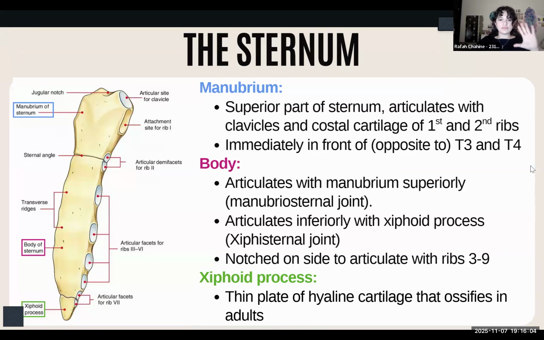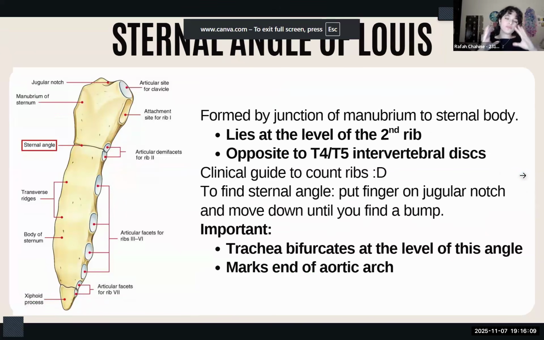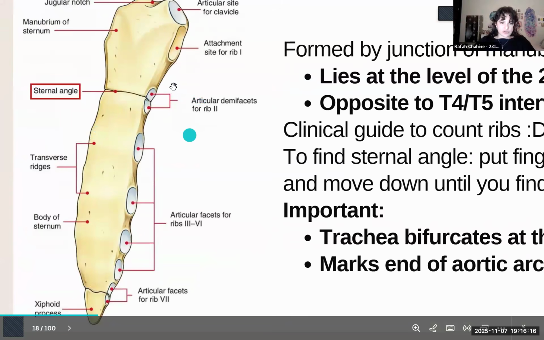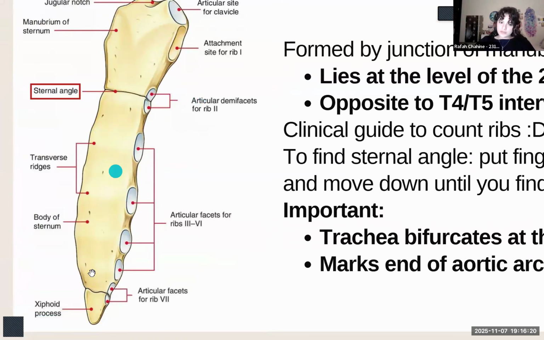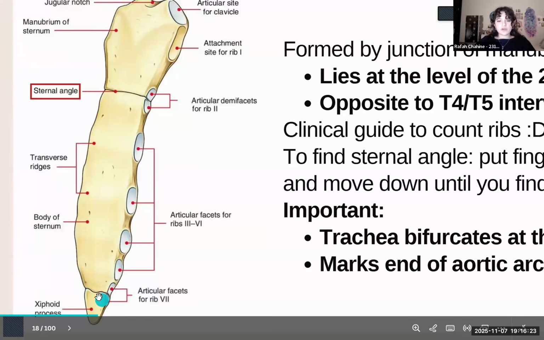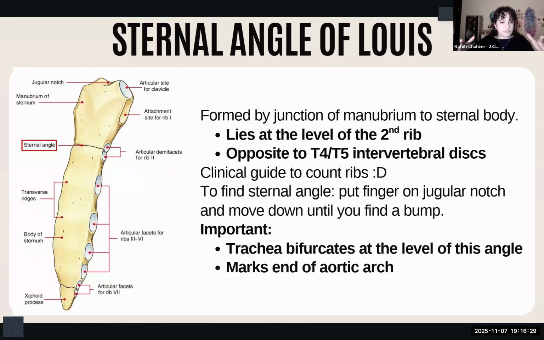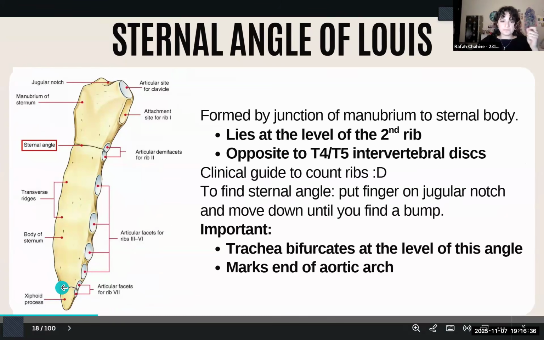So we're done with the sternum. Now, another important part of the sternum is the sternal angle of Louis, okay? So we have two meeting points at the sternum, right? The manubrium meets the body of the sternum, and we're going to call this the manubriosternal joint. And then the body of the sternum meets the xiphoid process, and we're going to call this the xiphisternal joint, okay? Remember how I told you, the anterior border of the inferior portion of the thoracic cavity is the xiphisternal joint. That's the xiphisternal joint, okay?